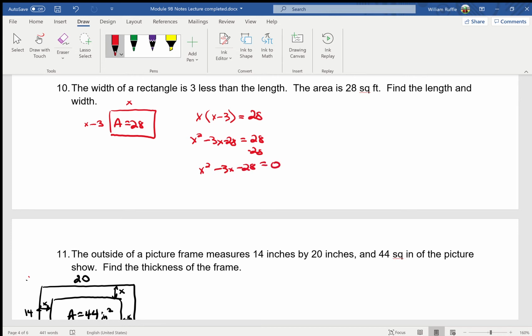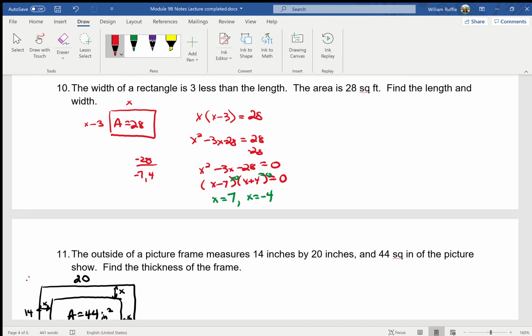Now, in 6, you learned how to factor it, and this is actually the easier way of doing this. What factors of negative 28 add up to negative 3? Well, negative 7 and positive 4. So I write this x minus 7, x plus 4 equals 0. And then remember, I have to set each one of these equal to 0 to solve. So I get x equals positive 7, and I get x equals negative 4.